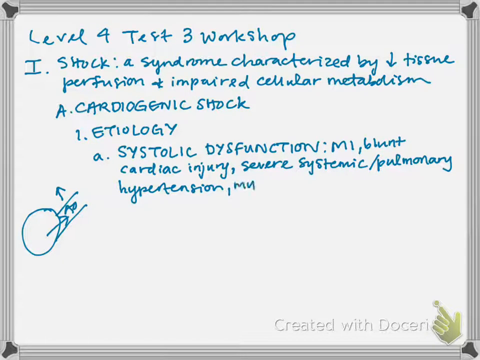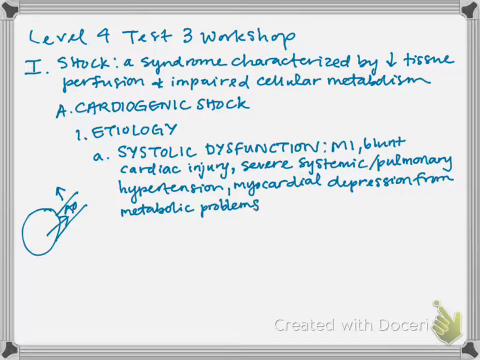We could also have myocardial depression from metabolic problems, and we're going to talk about that in septic shock, because when our inflammatory system is overloaded, that actually causes myocardial depression. A lot of those inflammatory mediators, as well as if you're septic and you have a blood infection by a bacteria, they produce endotoxins that depress the myocardium and make the pump less effective.